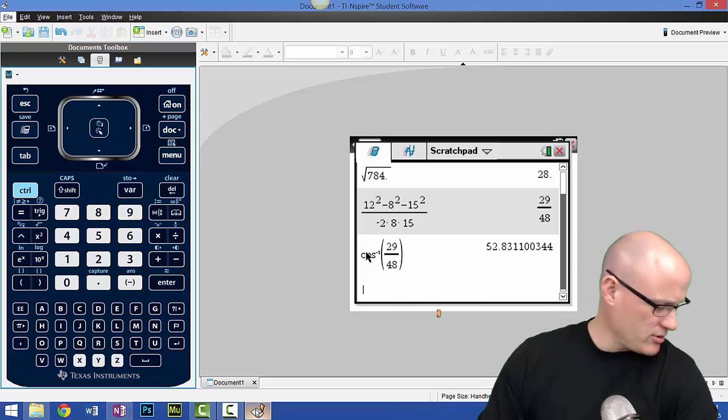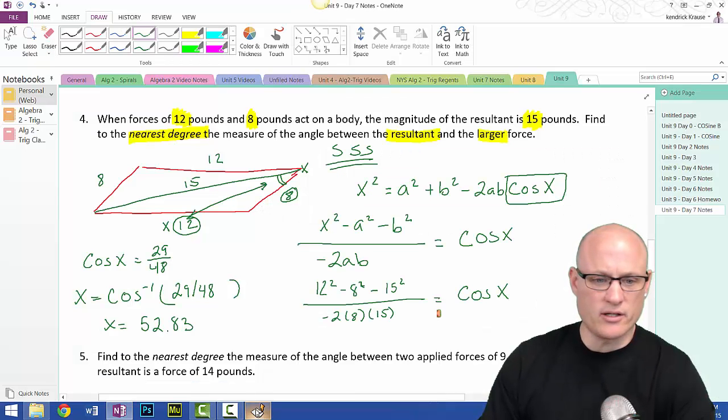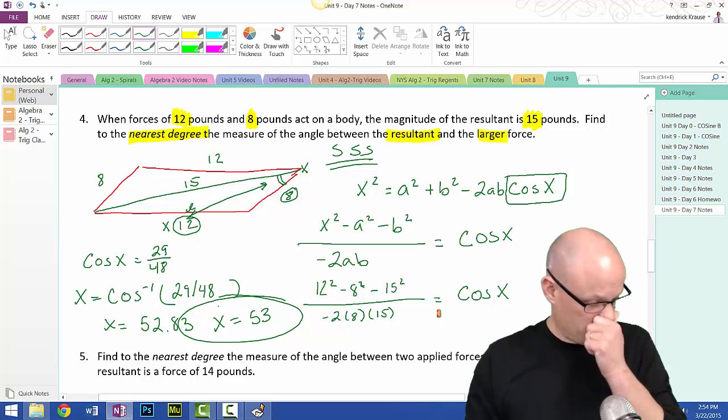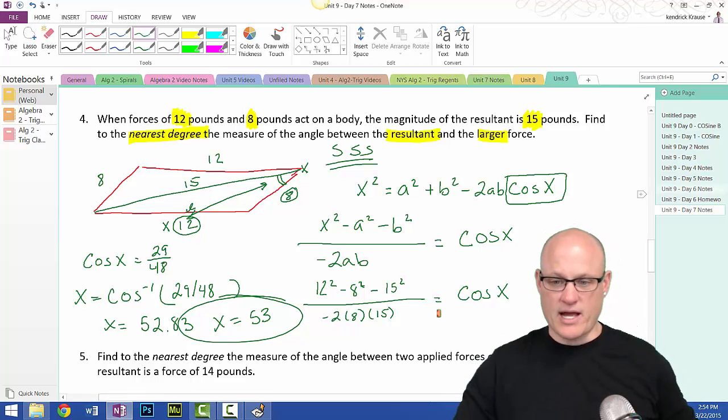Do I need any more than that? So what does it say? Rounded to the nearest degree. So our answer is x equals 53 degrees. There it is, kids. All she wrote. Man, that was not hard at all.